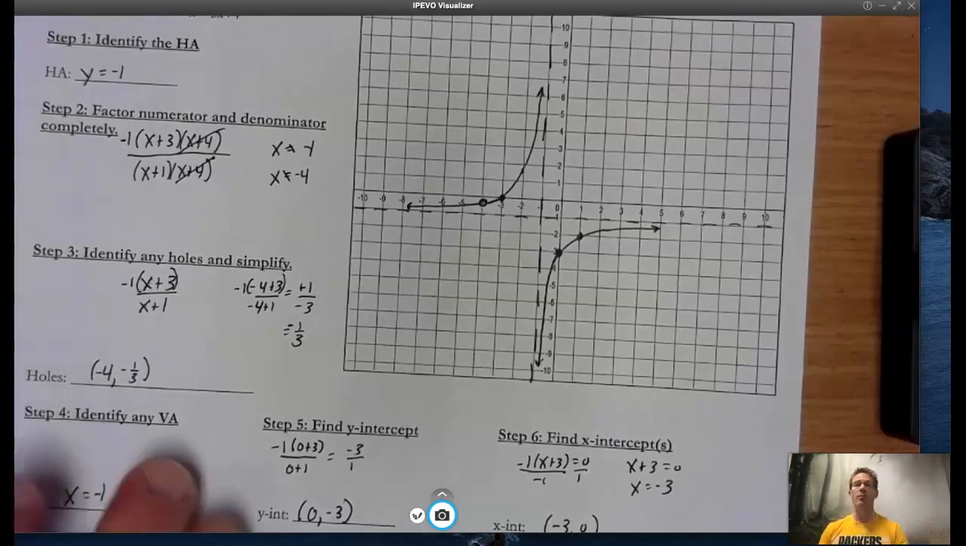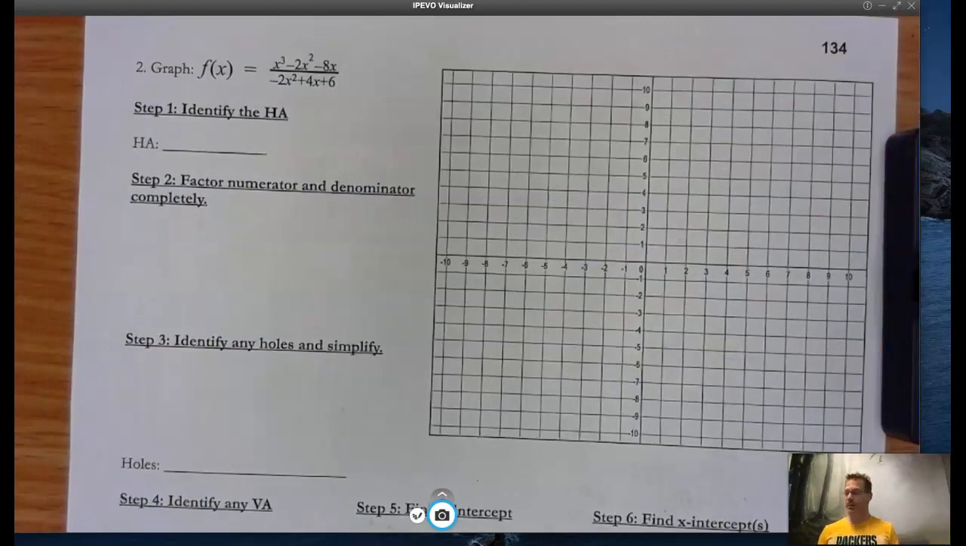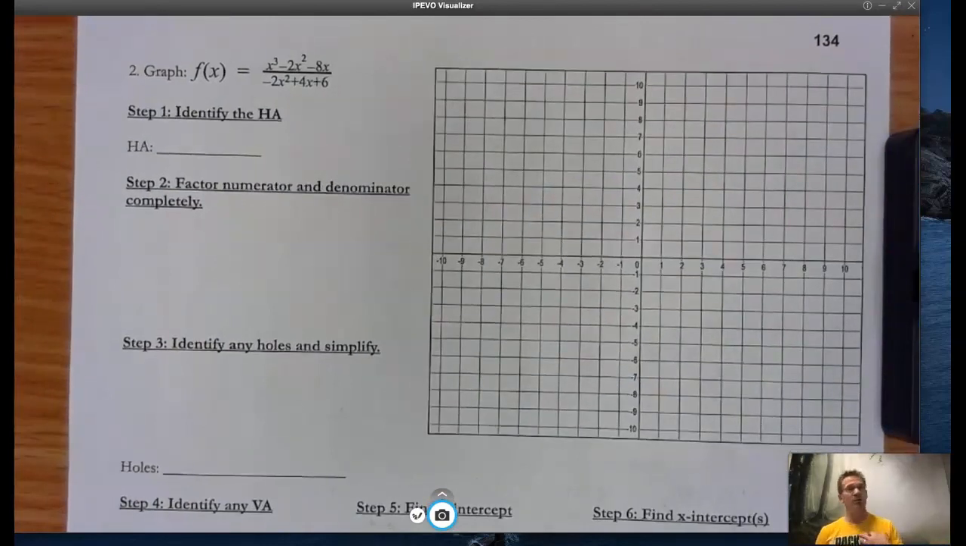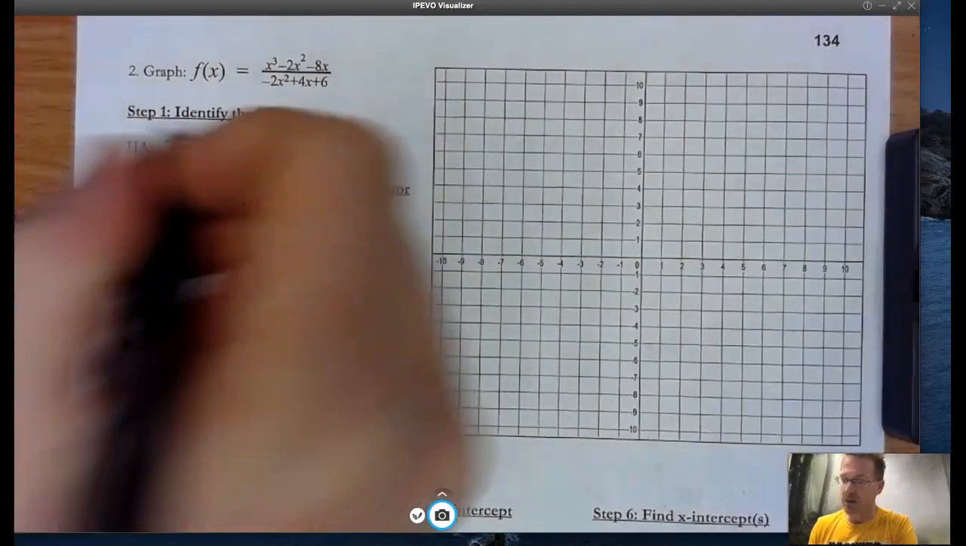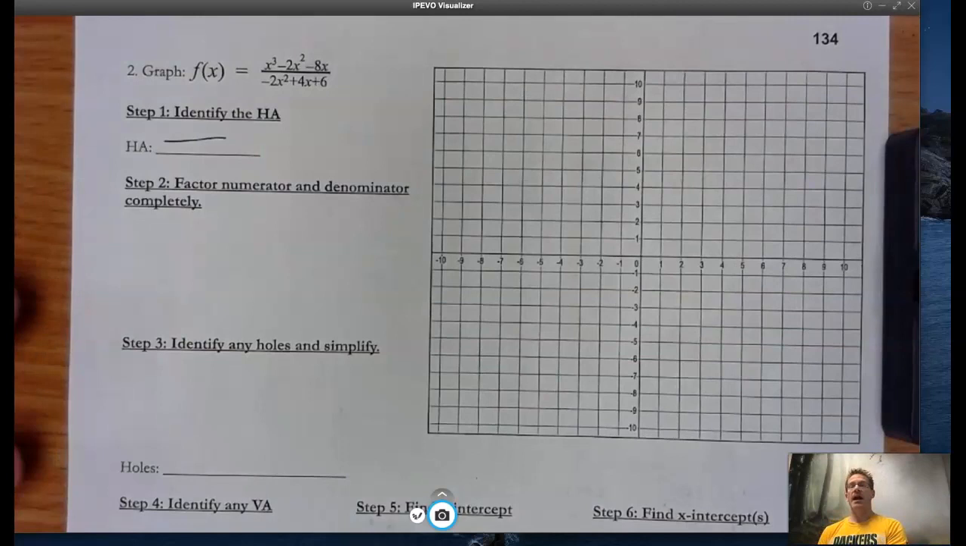Okay, let's do one more together. Let's flip over and look at number 2 here. When we look at number 2, the first thing we want to do is find that horizontal asymptote. So I have to compare the degree of the numerator to the degree of the denominator. Notice in this case, we're in that first case that we talked about in our last lesson. The degree of the numerator is greater than the degree of the denominator, which means we will not have a horizontal asymptote. So no horizontal asymptote this time. It does not exist, NA if you want to put that.